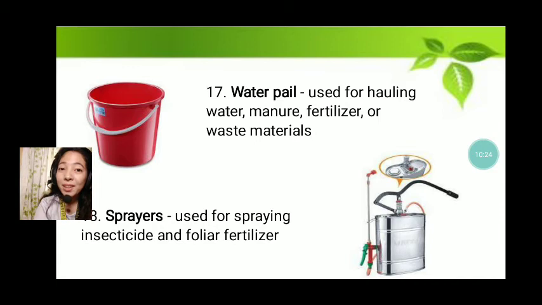So what is the difference of this knapsack sprayer to other sprayers? This knapsack sprayer is used for spraying fertilizers in a large area, because you can carry the knapsack sprayer in your rice field. You can carry a trigger sprayer, but you cannot use it because of the large area. So this knapsack sprayer is used for a large area.